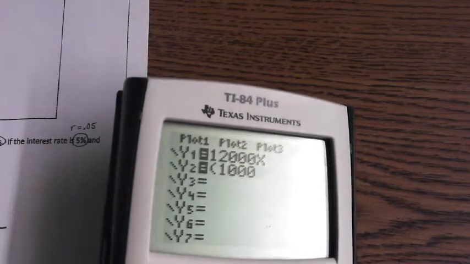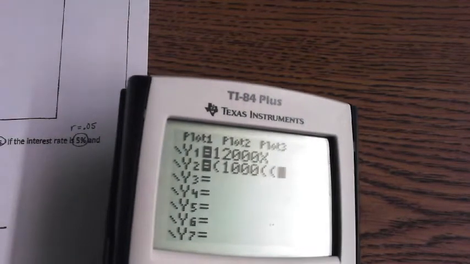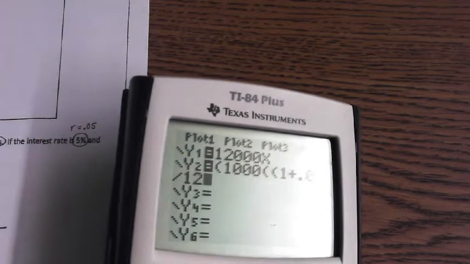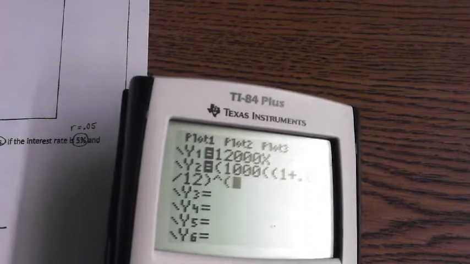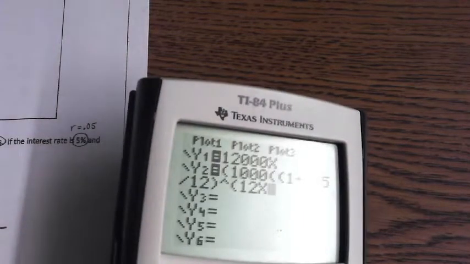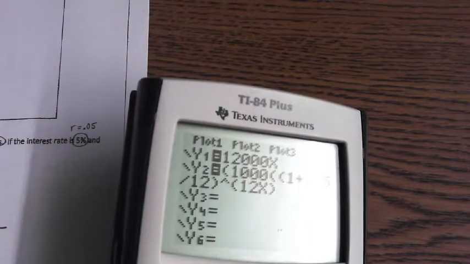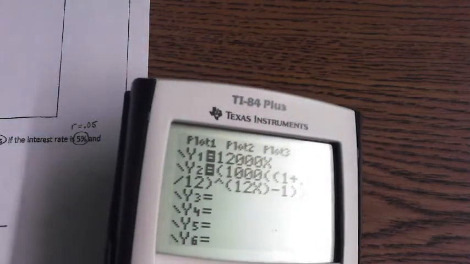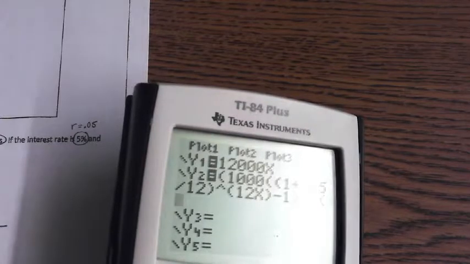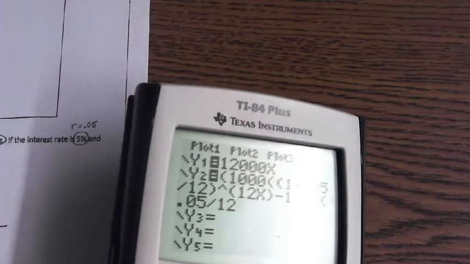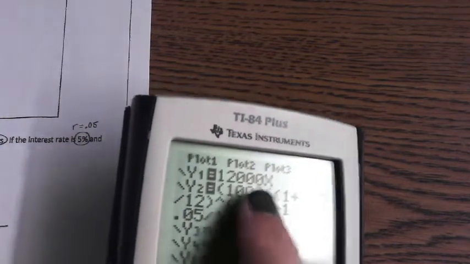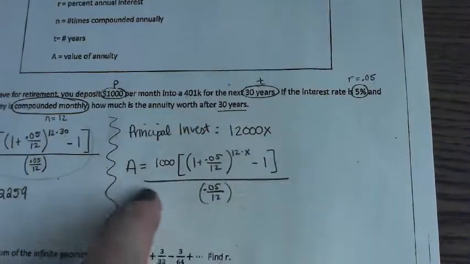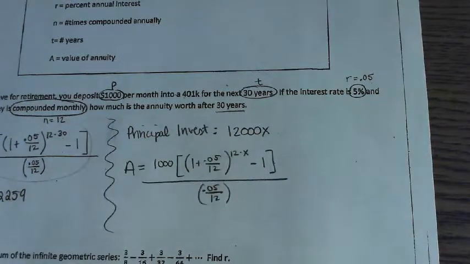1,000 brackets, parentheses, 1 plus 0.05 divided by 12, close parentheses, raised to the 12x power, minus 1, close the bracket, close the numerator, all divided by 0.05 divided by 12. Okay, so I'm going to graph the growth of my principal and compare it to the growth of the annuity with all those percentages.